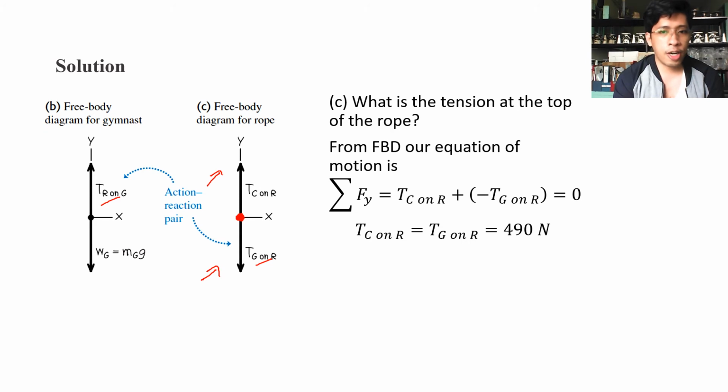But since the tension that the rope exerts on the gymnast and the tension that the gymnast exerts on the rope are action-reaction pairs, it has a value of 490 newtons. So that means the tension that the ceiling exerts on the rope is also equal to 490 newtons. So that's an easy problem to solve.